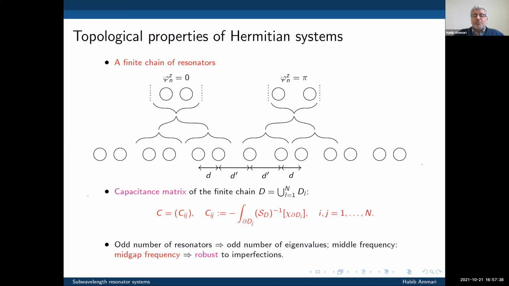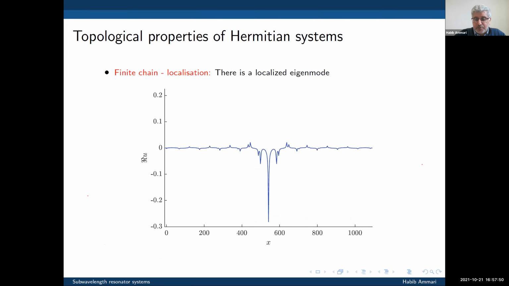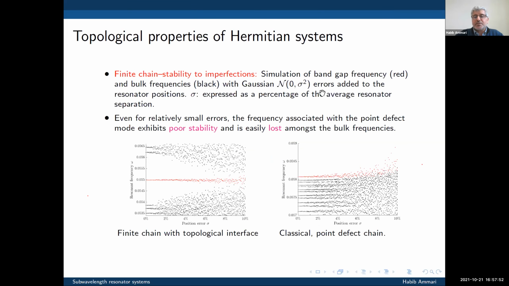Very good. So now you take, as I said, half of this structure with Zak phase equal to pi, the other half with Zak phase equal to 0, and you can prove that there exists a protected edge mode, which is, of course, robust to imperfections. Here there are simulations. This is the topologically protected edge mode, and as you can see, it's robust to errors in the resonator positions.